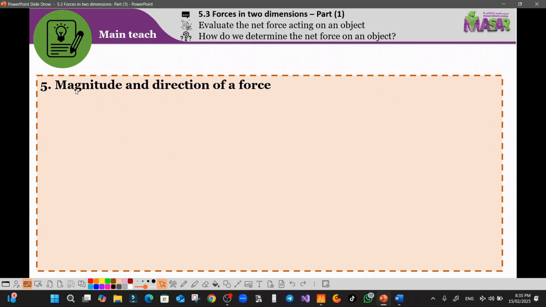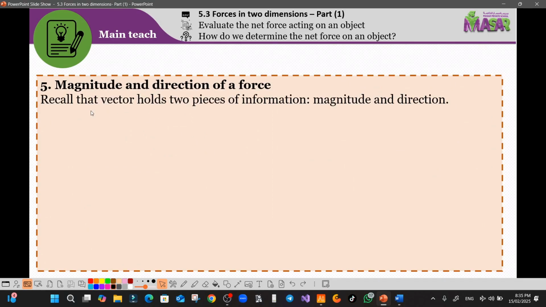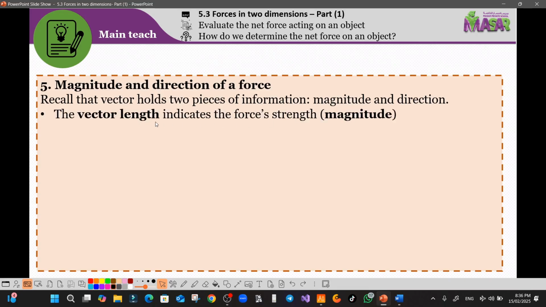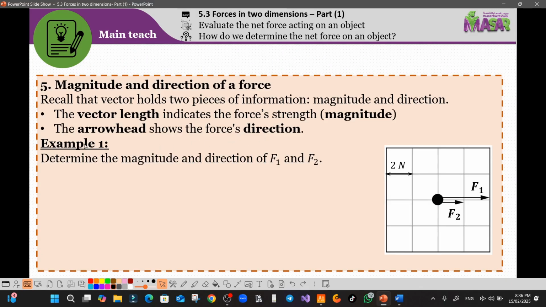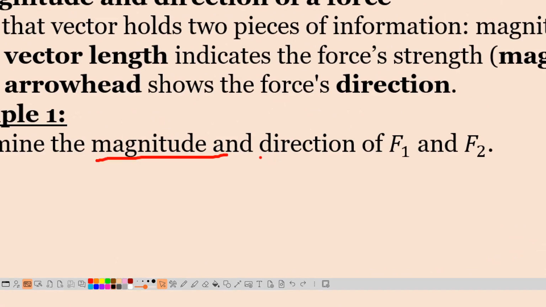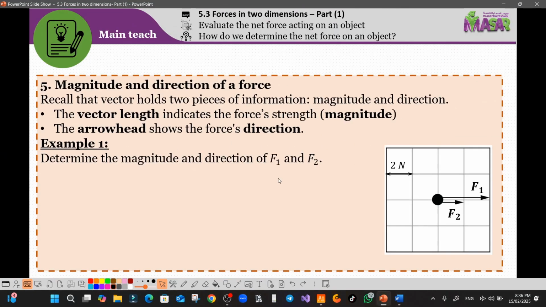Now this is a new section here, magnitude and direction of a force. Recall that a vector holds two pieces of information, magnitude and direction. The vector length indicates the force's strength, or the magnitude, so we can say that the larger the length, the greater the magnitude is, and the arrowhead shows the force's direction. Example 1, determine the magnitude and the direction. So we must find the magnitude and the direction of the forces F1 and F2.